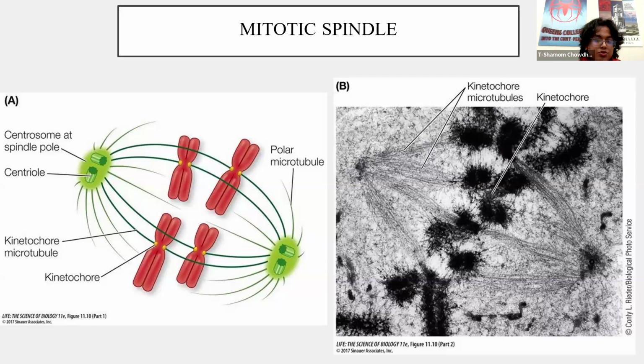And then kinetochore microtubules attach to the microtubules within the centrosome, and they attach to the kinetochores within the sister chromatids of the chromosomes, and that's what's able to pull apart the chromosomes in order to make sure you have the same amount of DNA on each side. You don't want one cell that has more chromosomes than the other cell.